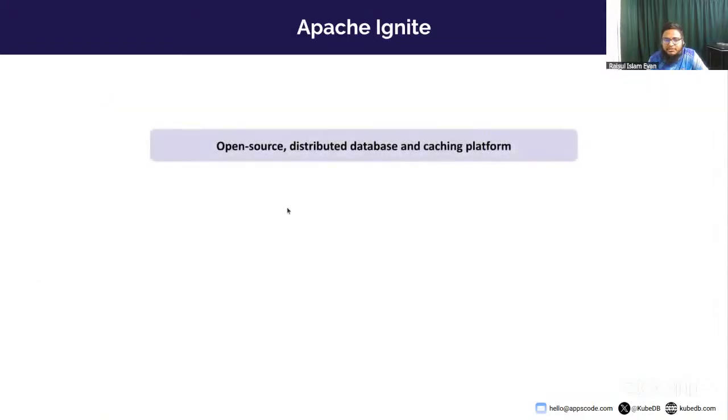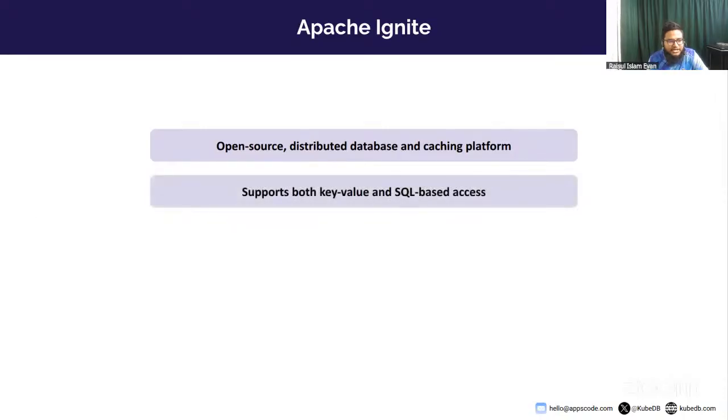Okay. Now we'll look into Apache Ignite. Here we can see it is an open source platform that combines in-memory data caching with distributed database capabilities. It helps to accelerate application performance by reducing data access latency. Ignite provides flexible data access methods supporting both simple key-value API and ANSI-99 SQL queries. This makes it easy to integrate with a wide range of applications and use cases.